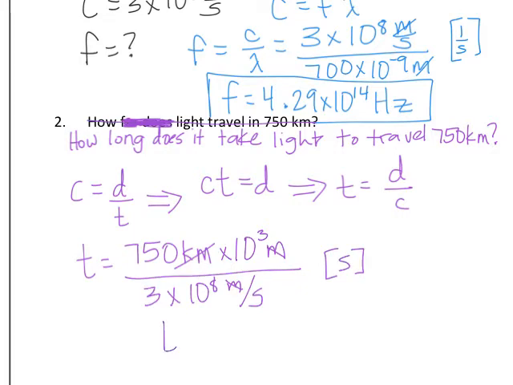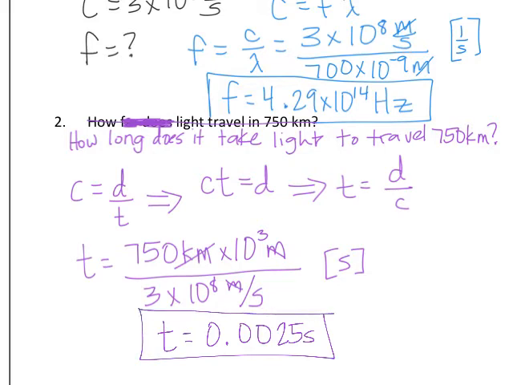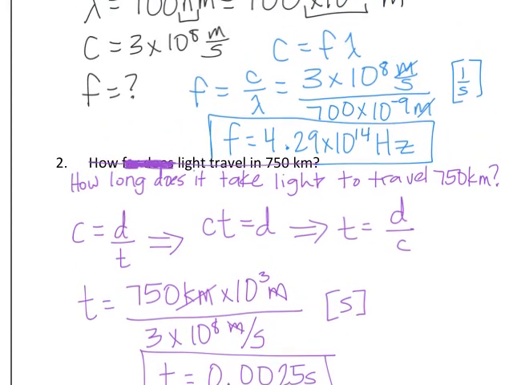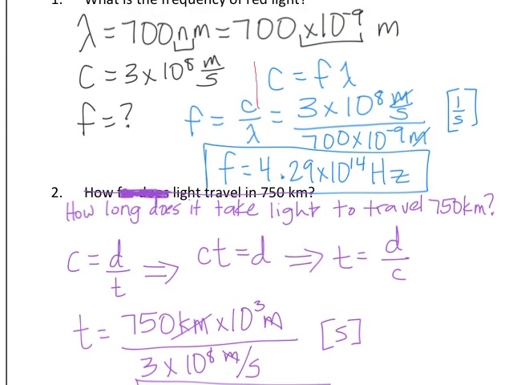You should see that it's a very small time because light's really, really fast. So even though that's 750 kilometers, it only takes about 0.0025 seconds for that to happen. So when we're dealing with speed of light, you want to look for either frequency and wavelength, in which case you would use this formula. Or if we're talking about distances and time, you would use this formula.